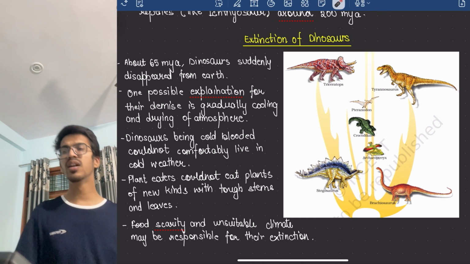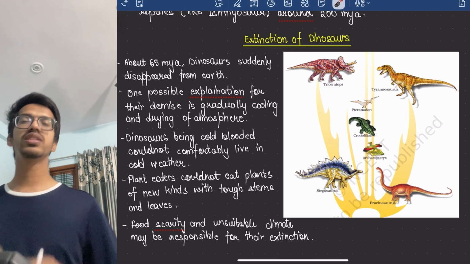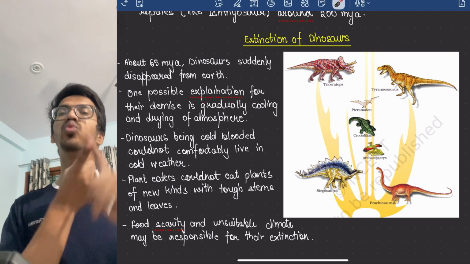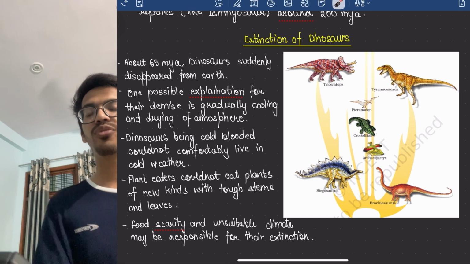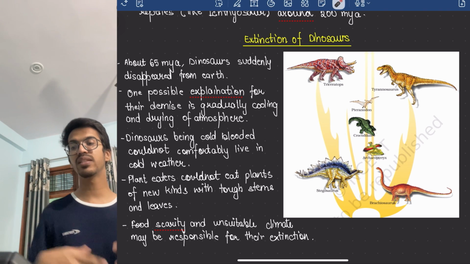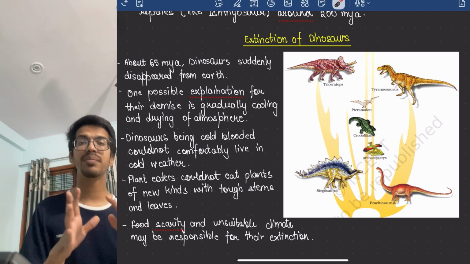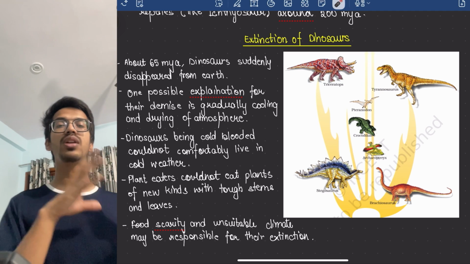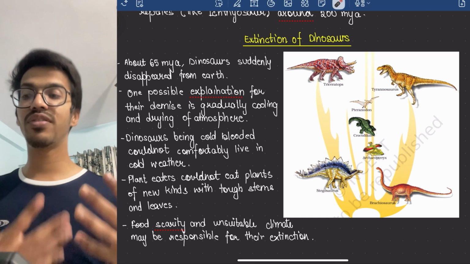What are the concerns? So first of all, it was believed that around 65 million years ago, dinosaurs suddenly disappeared from the planet Earth, and one possible explanation is the cooling environment and drying of the atmosphere, because the atmosphere becomes really different over a period of time, so they can't survive. Some even believe that dinosaurs, being cold-blooded, could not adapt to the cold temperature, because cold-blooded organisms means their body temperature fluctuates with the temperature, and they wouldn't be able to survive in the cold environment which started taking place after that time.